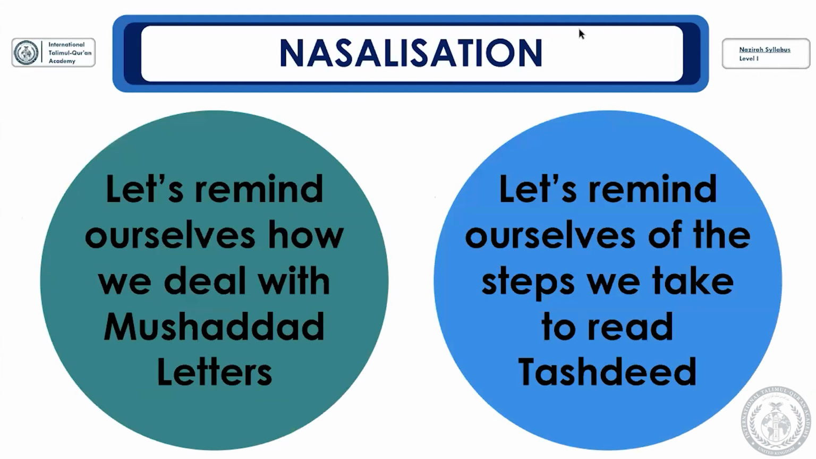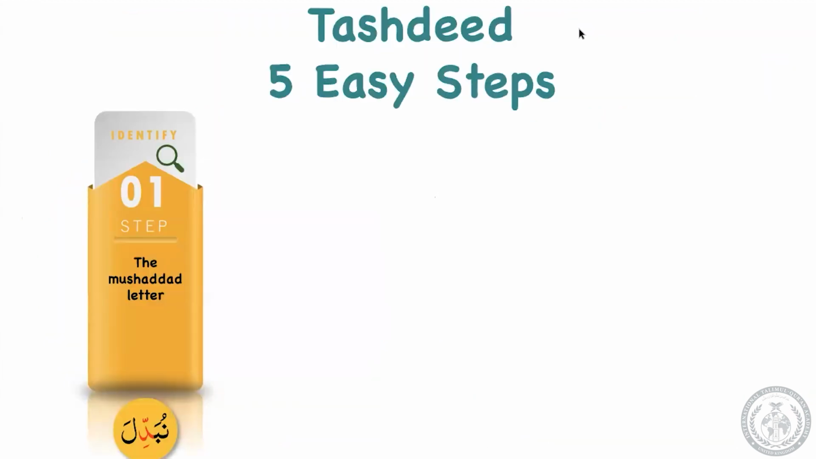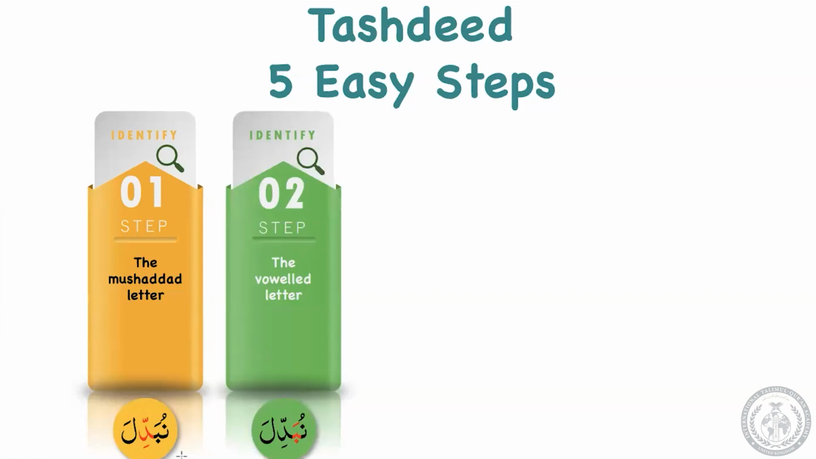And let's also remind ourselves of the steps we have to take to read tashdid. First step of tashdid is to identify the mushaddad letter. So for example, in this word over here in the circle, the mushaddad letter is the dal. It's a letter with a shadda on it, so it's a mushaddad letter. The next step is to identify the voweled letter. So the voweled letter is the letter before the mushaddad letter that has a stroke on it. So for example, over here, the voweled letter is the ba.